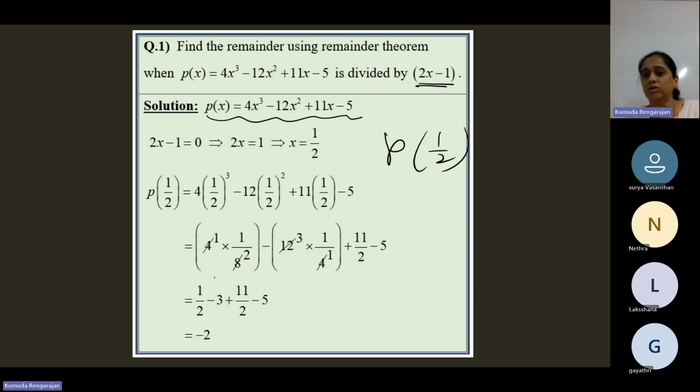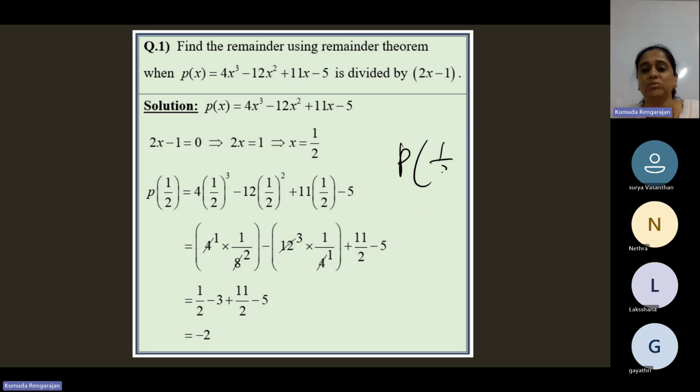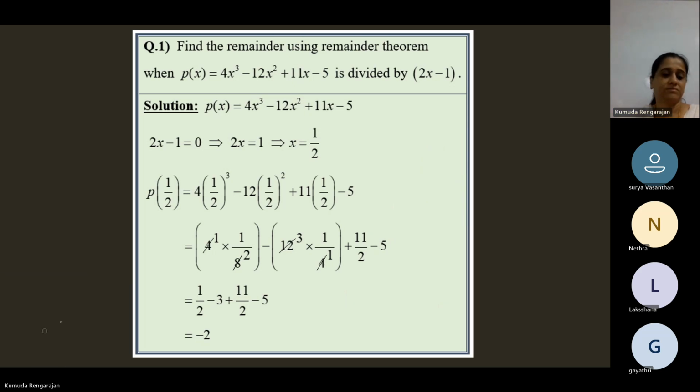To find the remainder, you cannot now write P of 1 by 2 is equal to 0. You can write it equal to a number if you know the remainder. Now you don't know the remainder, so you have to find P of 1 by 2 and find what the remainder is. And it's -2. So Sashwati and Yarni, you're right, both of you.